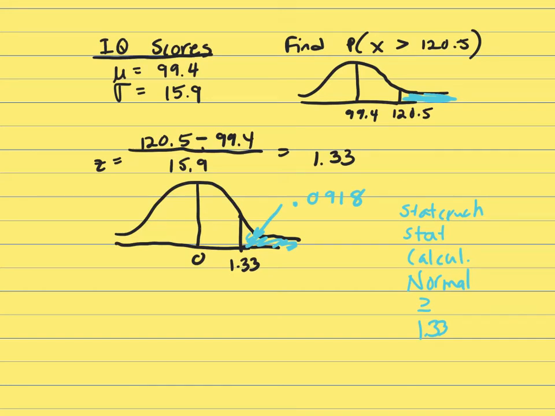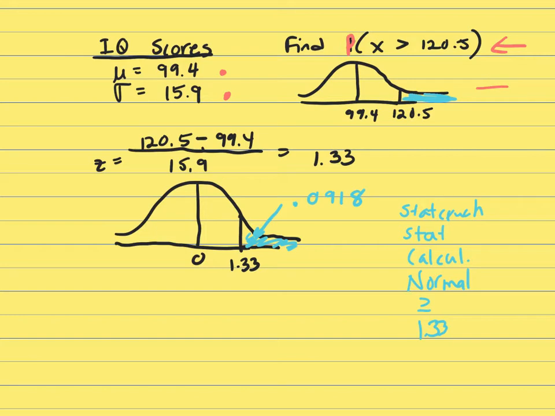We're given information about IQ scores. The mean is 99.4, the standard deviation is 15.9. We're asked to find the probability that a randomly selected adult has an IQ greater than 120.5. This is what I'm trying to find. Probability that X, I'm using X because we're dealing with a real number, that 120.5, a real world number.